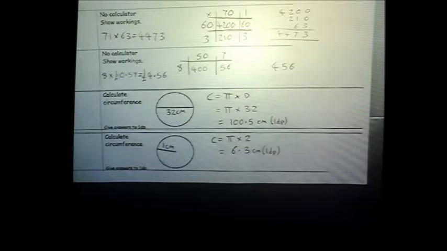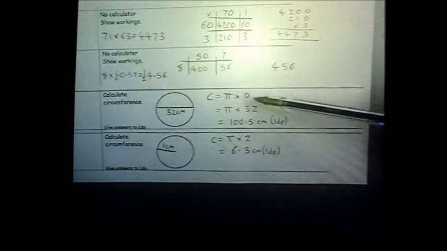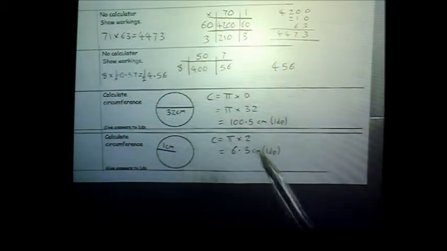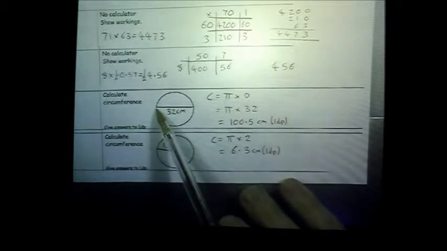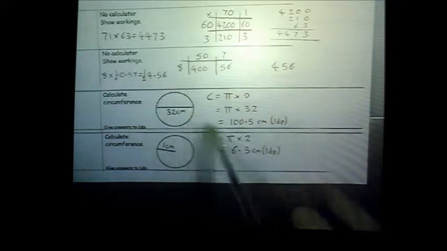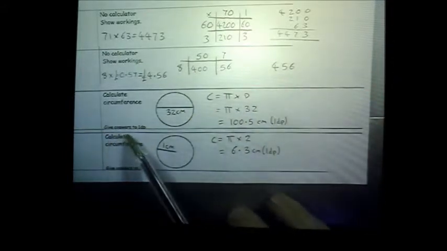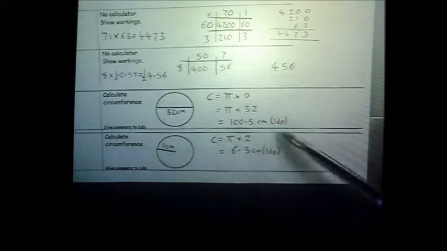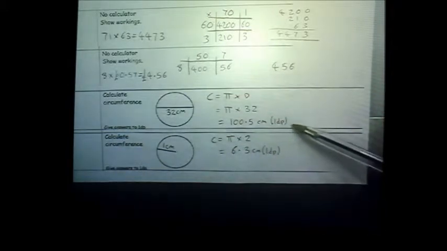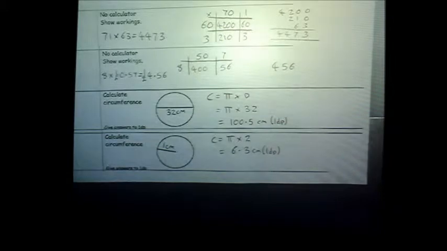Circumference of circles. Well, circumference is pi times the diameter. You need to know that for the exam. You won't be told it. The diameter is the line that goes across the middle of the circle, through the centre, so it's 32 centimetres. So pi times 32, it says round answer to 1 decimal place, so it's 100.5 centimetres, and I always put brackets 1 dp if it asks for 1 decimal place.